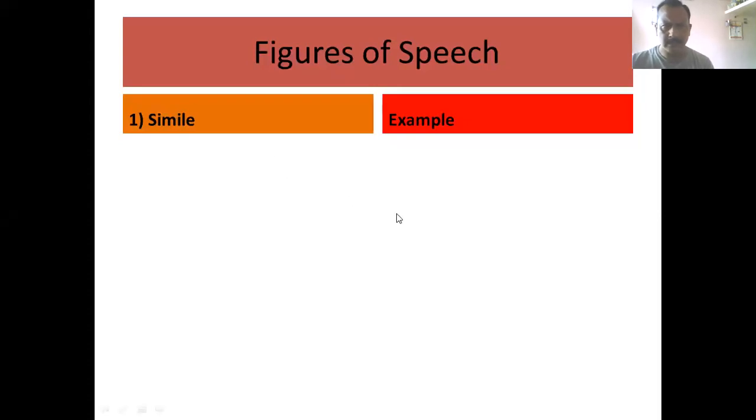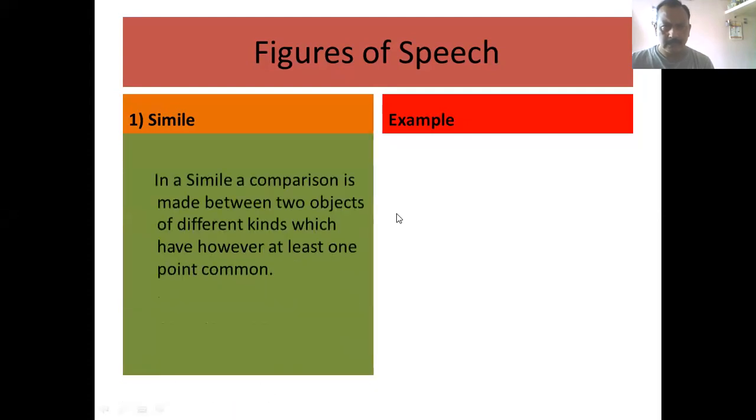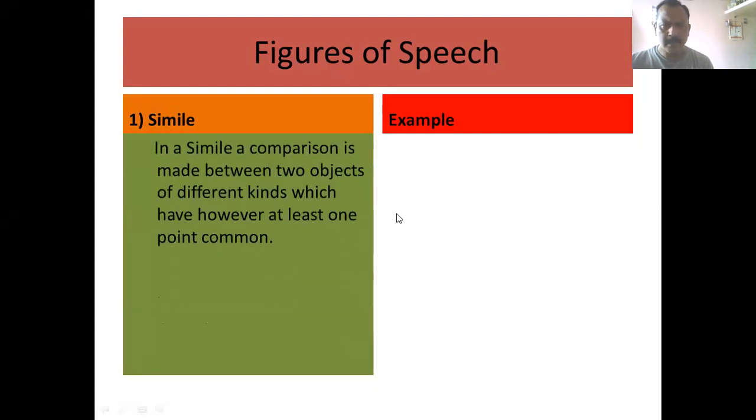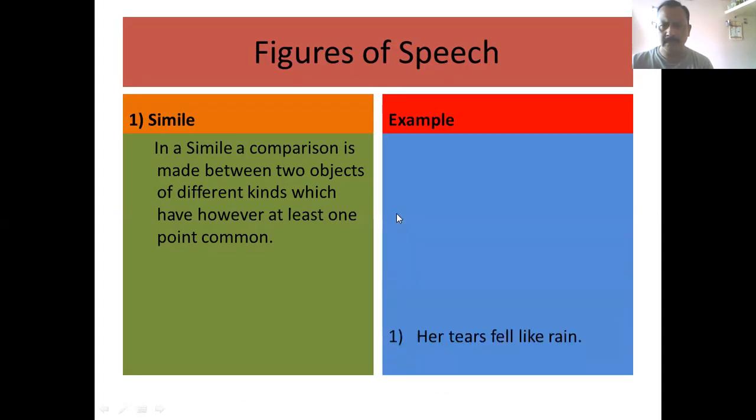Simile is the figure of speech that is a comparison made between two objects of different kinds which have however at least one point in common. Means two objects are compared there and one quality or one point is common between those two objects, and because of that they are compared. That is called simile. Simile is always shown by as or like. So we are going to see the examples of simile here.